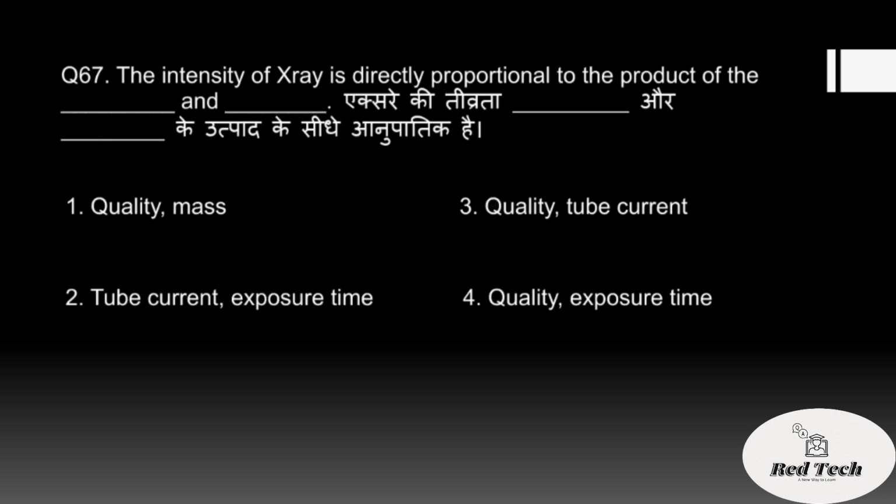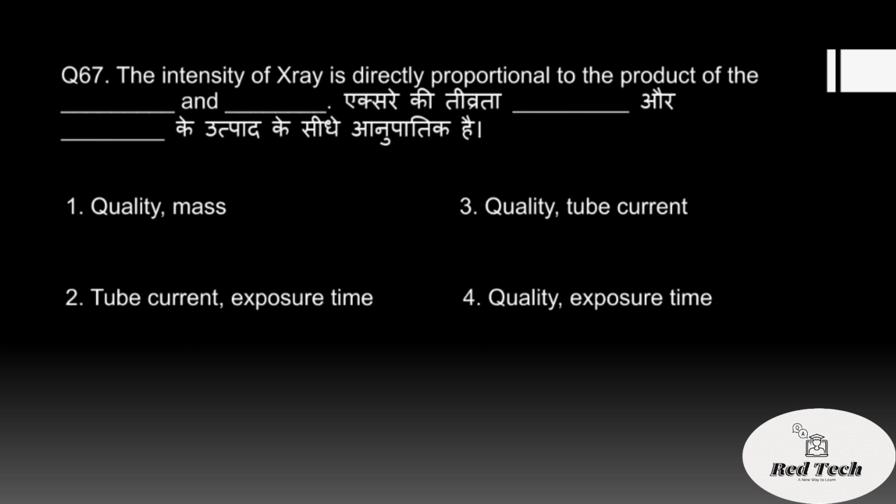Question number 67. The intensity of the X-ray is directly proportional to the product of what and what? So you have to tell what the intensity of the X-ray is directly proportional to the product of. Options are: option 1 is quality and mass, option 2 is tube current and exposure time, option 3 is quality and tube current, option 4 is quality and exposure time.